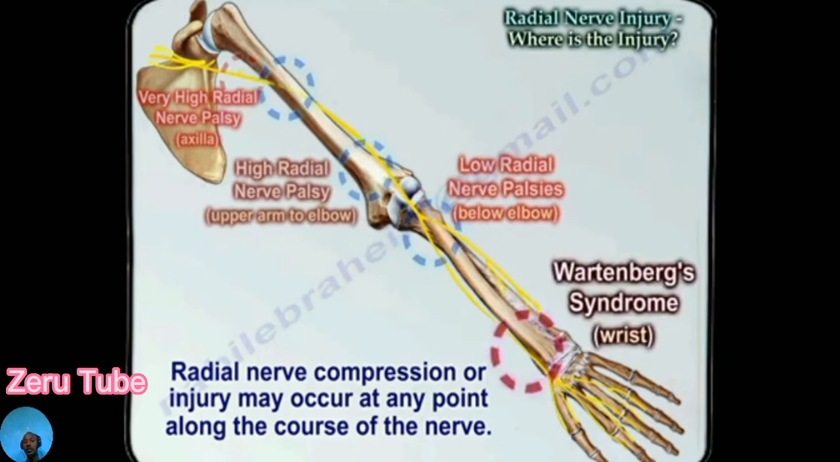And also there is an injury at the wrist level. This type of injury we can call Wartenberg syndrome. So in general, the radial nerve can be injured at the axilla level, at the middle of the humerus, at the distal parts of the humerus, at the elbow joint, and at the level of the wrist.